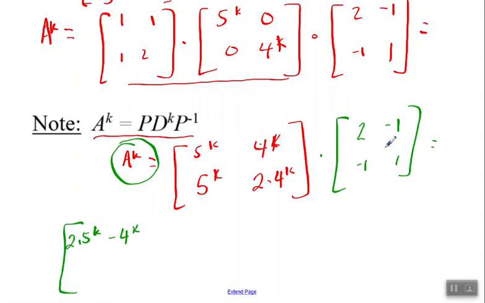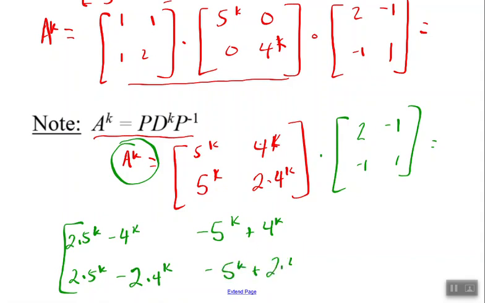And then the first row by the second column is going to give you negative 1 times 5 to the k plus 4 to the k. And then the second row, still going to have 2 times 5 to the k, and then minus 2 times 4 to the k. And then the last one we have is negative 5 to the k plus 2 times 4 to the k.